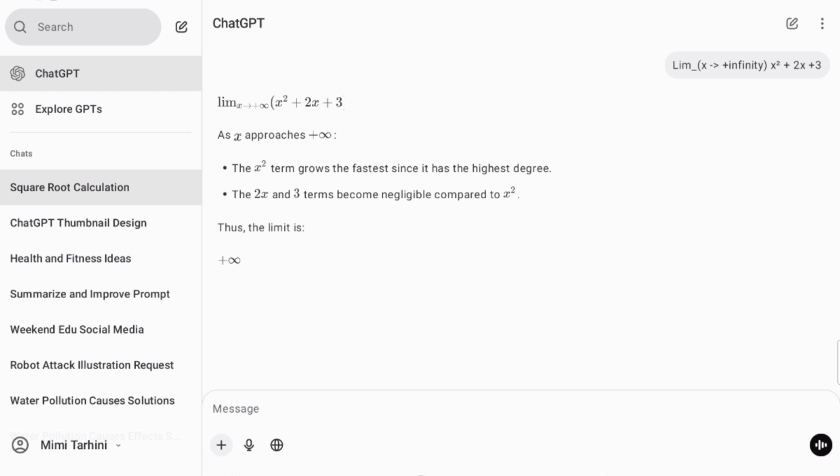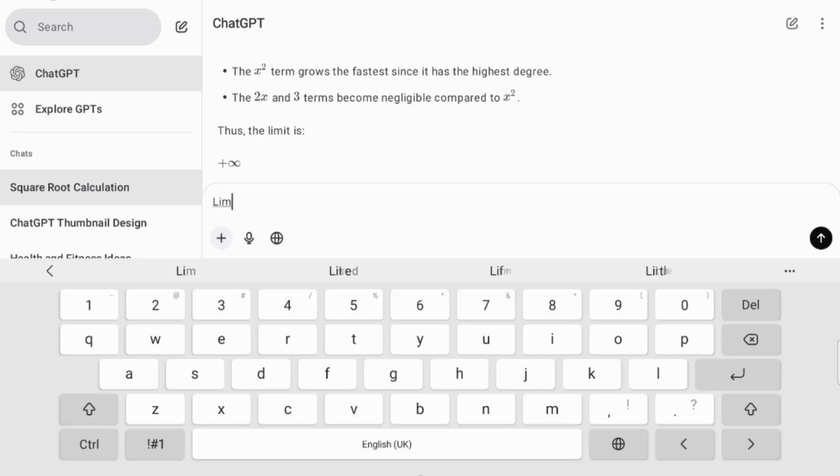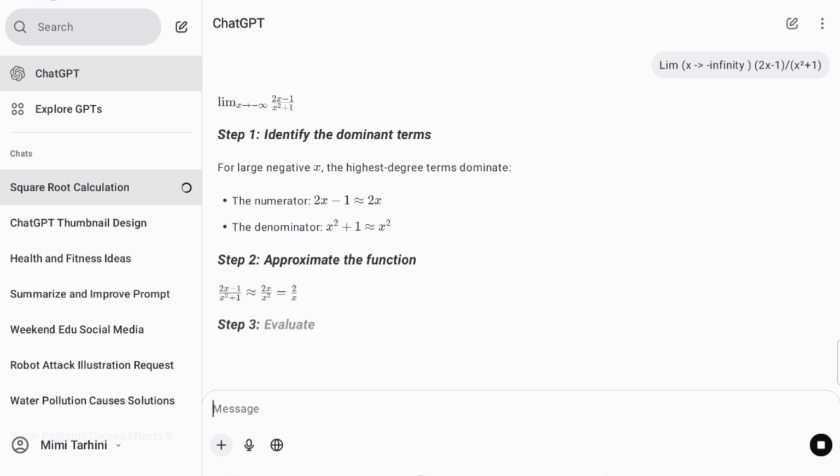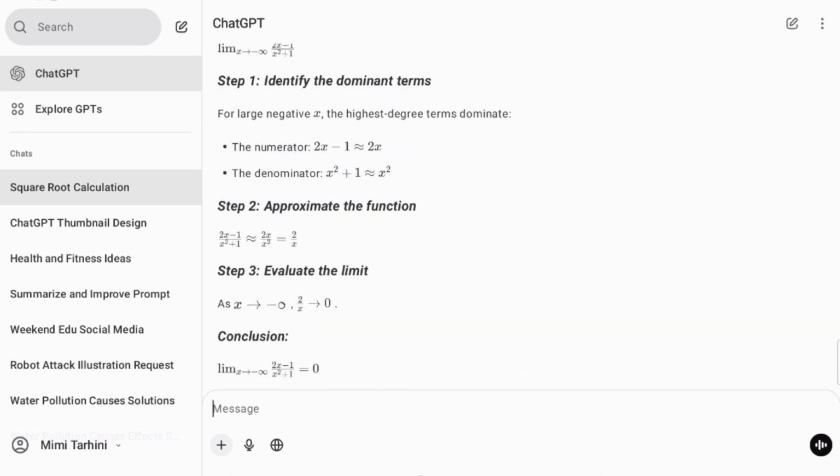Now let's have another example. We have to calculate the limit when x tends to minus infinity of the function 2x minus 1 over x squared plus 1. And as usual, this is the answer with an explanation.